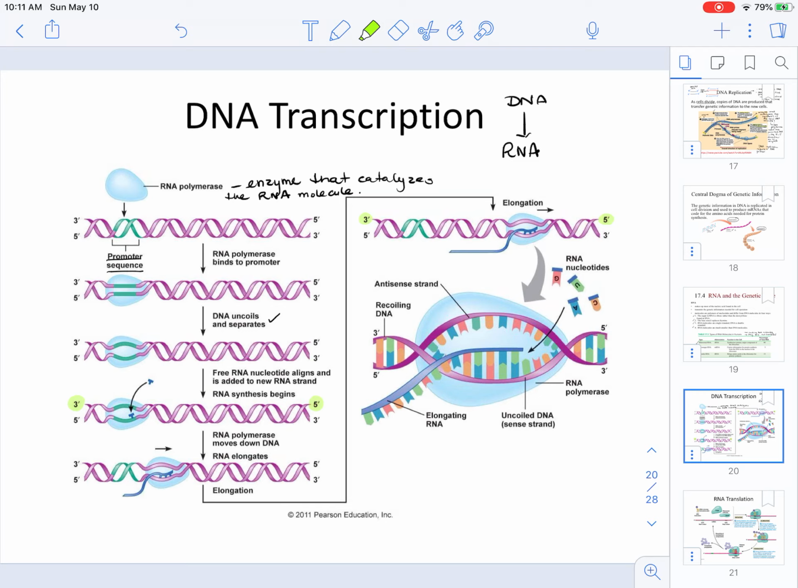The reason this happens is that the newly synthesized RNA molecule is guided by the base pairing with the 3' to 5' strand of DNA. Then this process stops at what is called a termination site.